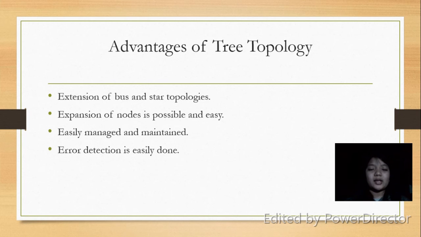Then advantages of tree topology. Extension of bus and star topologies. So it's like a bus and star topology. Expansion of nodes is possible and easy. So you can add nodes easily. Then easy to manage and maintain. Error detection is easily done. So if there is an error, you can see it faster.